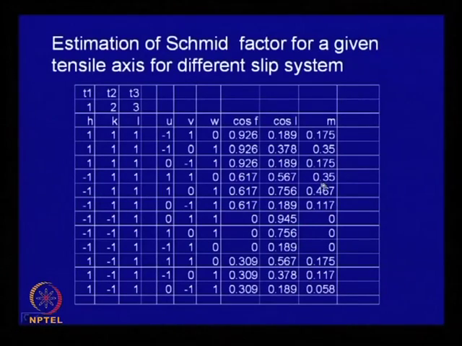And ultimately what you find is that for this particular orientation, if the tensile axis is 1 2 3, then the plane minus 1 1 1 and slip direction 1 0 1 has the highest Schmid factor. Therefore, slip will take place first on this slip system, and it will continue to take place until the resolved shear stress goes on increasing, or until another slip system becomes equally likely to undergo deformation. That means, until the Schmid factor in another slip plane reaches the same value as in the previous one.